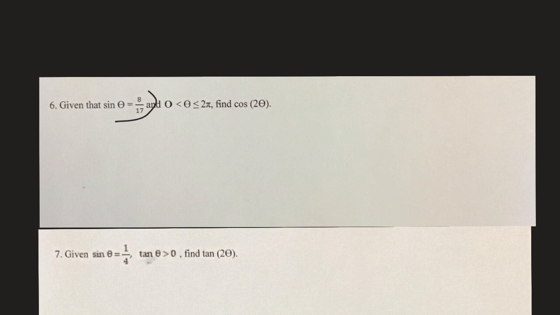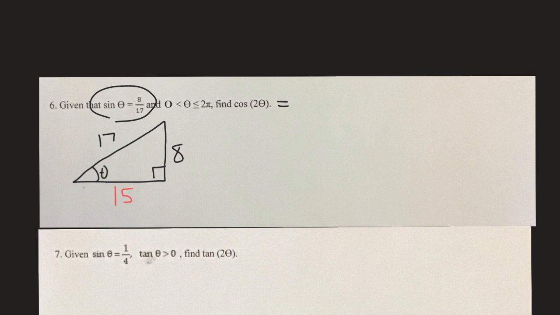Okay, but first we have to draw our triangle with a sine of 8 over 17. Okay, so that's opposite over hypotenuse, which means our other side is 15. Okay, Pythagorean theorem. So cosine, there's a formula for that. That would be the cosine squared of the angle minus the sine squared of the angle, right? There's 3 of them according to your chart, but this is the one that I want to use. So this is the one I'm going to use.